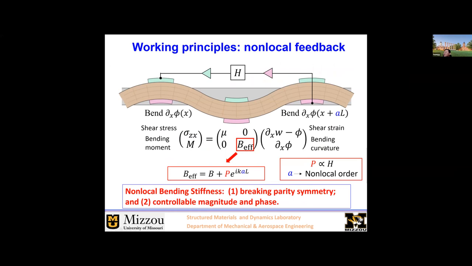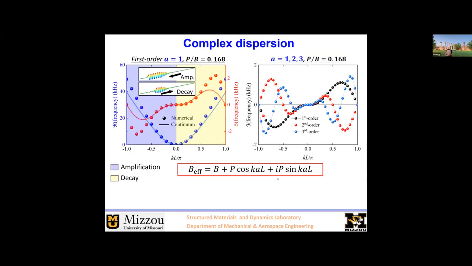Basically, if you want to interpret this, we sense the bending and add another bending. If you interpret in the continuum mechanics constitutive law, we don't have other elasticity, but we can manipulate the effective bending stiffness into a complex number. We call this non-local because this factor comes from the non-local behavior of the bending stiffness. This can break parity symmetry, and you can also control the magnitude and the phase.